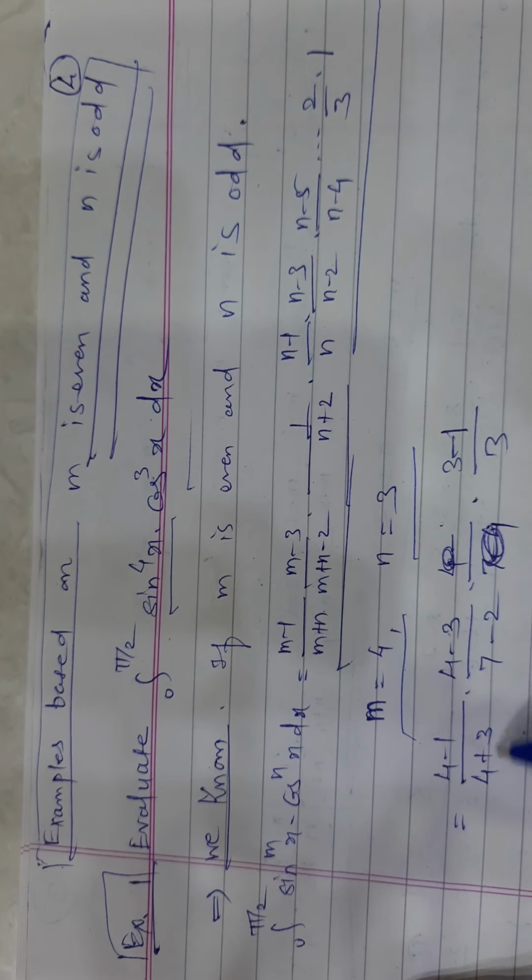m plus n is 4 plus 3, 7, and here m is 4. m minus 1, that is 4 minus 1, 4 minus 3. 4 minus 1 is 3, 4 minus 3 is 1.